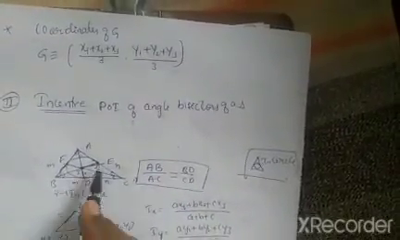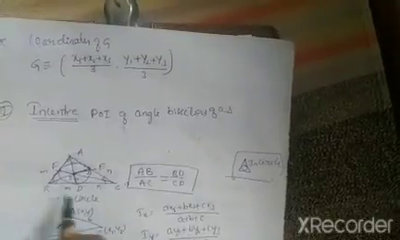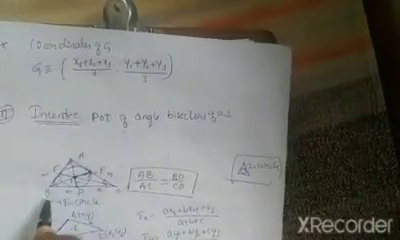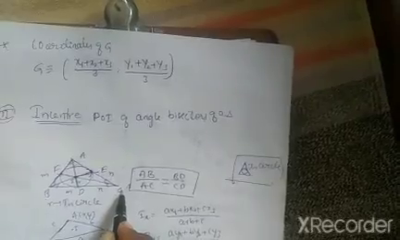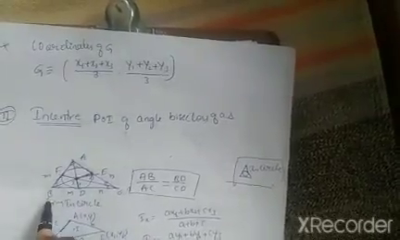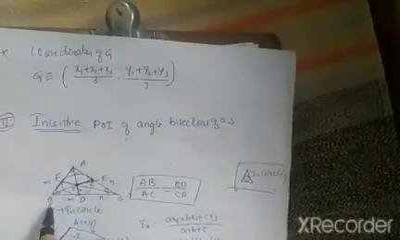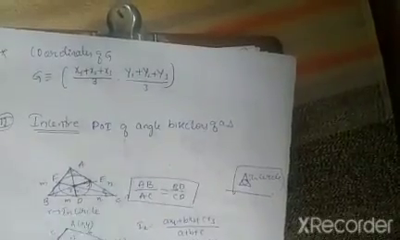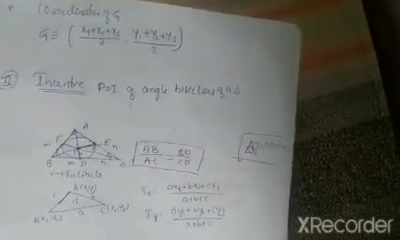In the incenter, we can say that the ratio AB by AC is proportional to BD by DC by Thales theorem. Similarly, we can take BA by BC is equal to AE by EC. Like that you can state the proportionality.